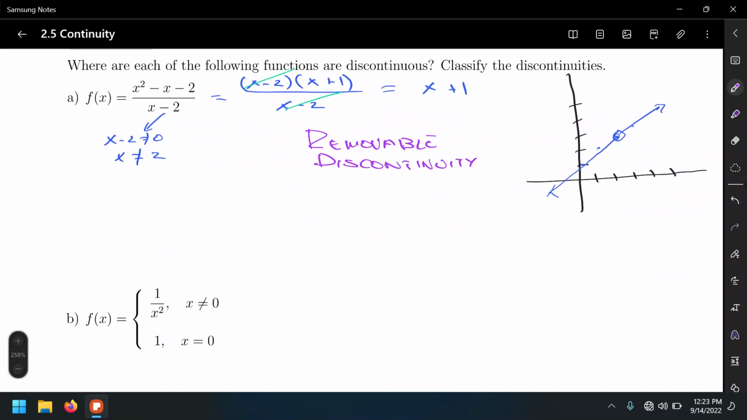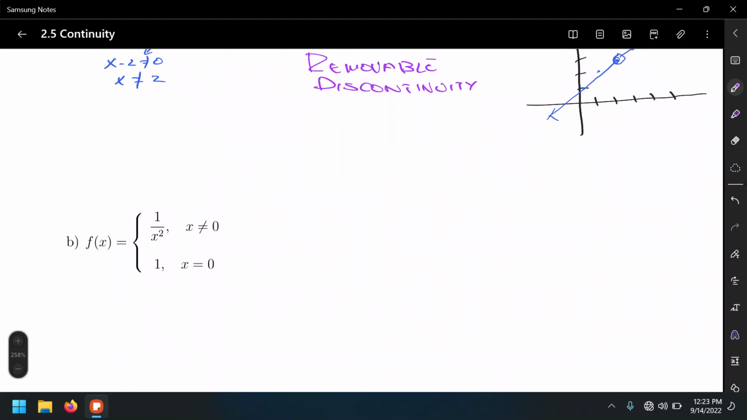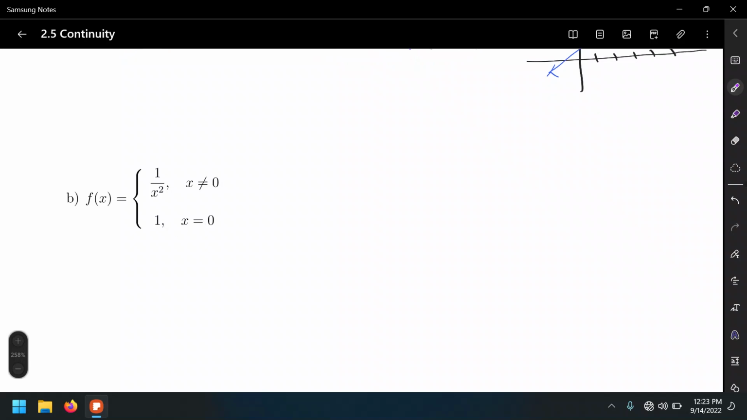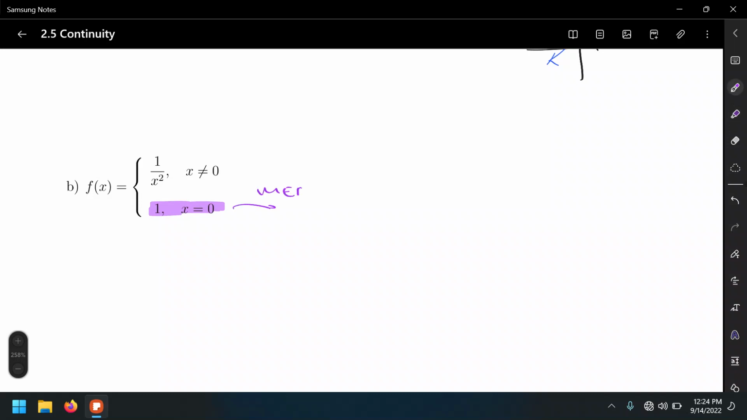Let's look at another example. f of x equals 1 over x squared for all values of x except x equals 0, because observe the domain of that part of the piecewise function, and 1 whenever x equals 0. What about the second statement right here? What is this trying to say? This really means that f of x, which is y, equals 1 whenever x equals 0. In other words, write it as an ordered pair, (0, 1). Okay?